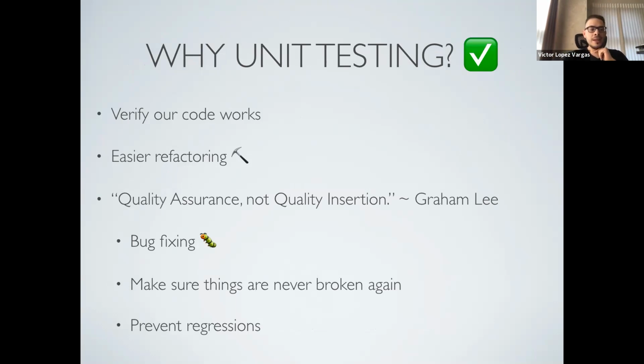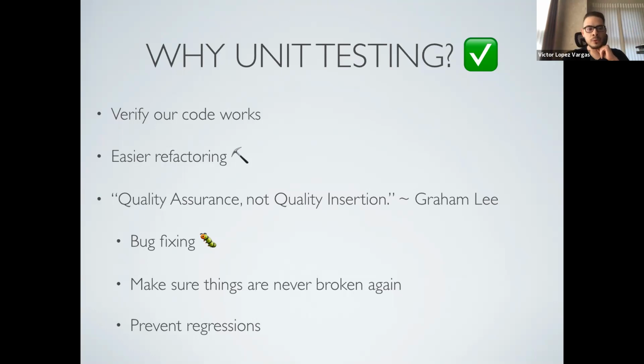I have a quote there, quality assurance, not quality insertion, by Graham Lee. I will go back to this quote later. But again, in terms of quality, why unit testing? If we have a bug, we can always create a failing test before we start to fix it. And then we will make sure that things are never broken again, because we already created a unit test for that bug, so it will keep running. And finally, it prevents regressions. If we have meaningful tests, we can catch problems before integrating our changes.